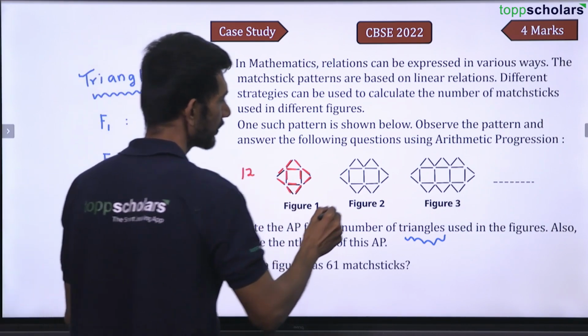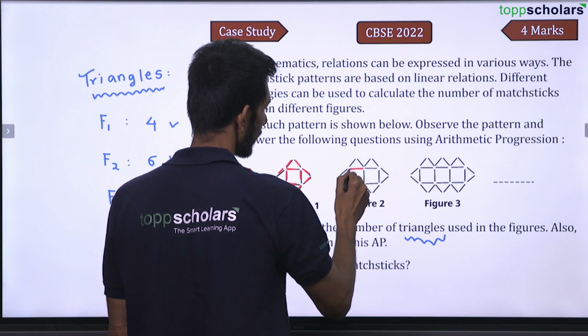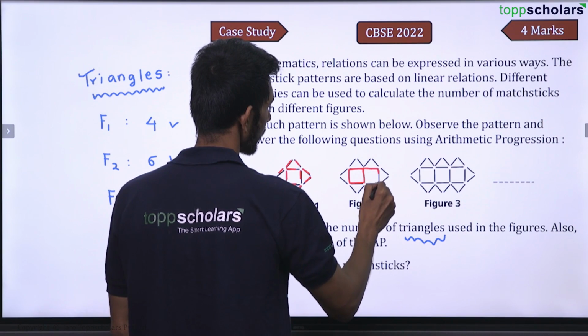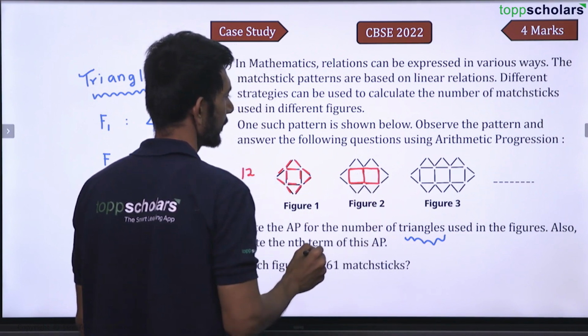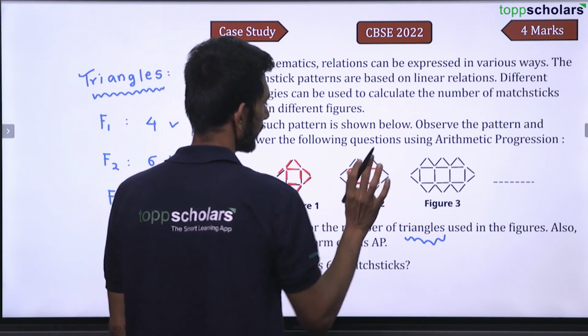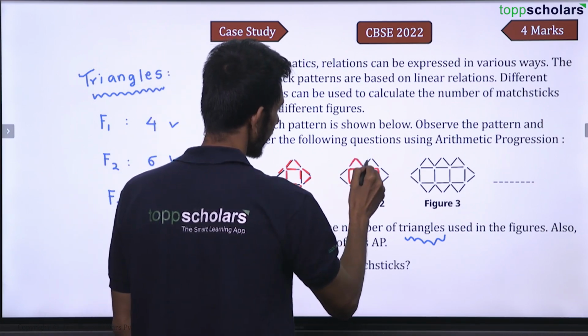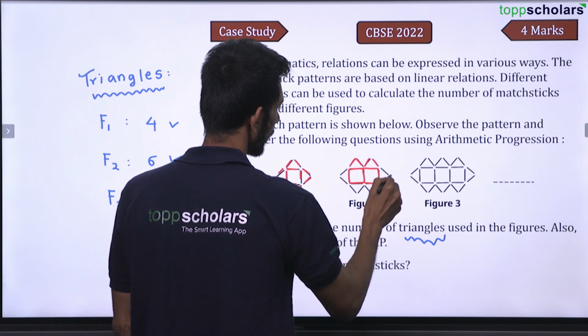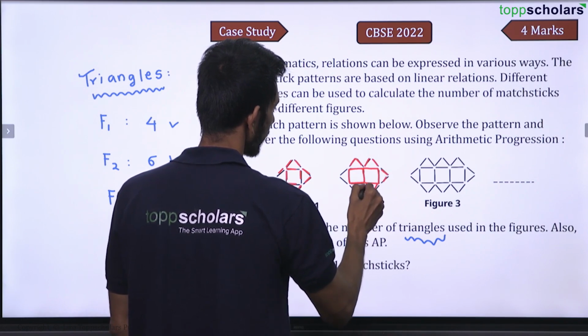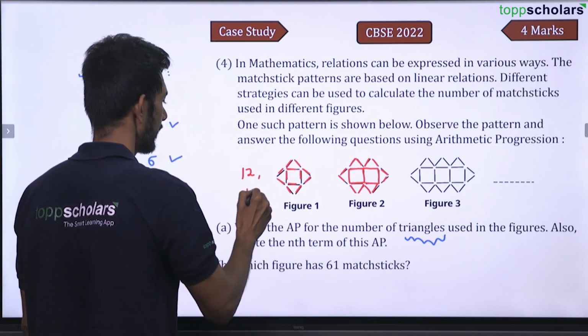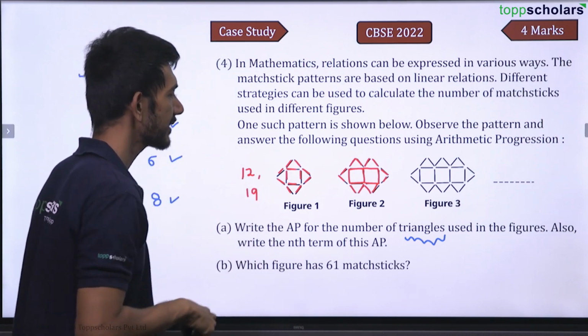Then if I talk about this, let me talk about the inner part. 1, 2, 3, 4, 5, 6, 7. Right? This is 7. And then 8, 9, 10, 11, 12, 13, 14, 15, 16, 17, 18, 19. That has 19 matchsticks, the second one.